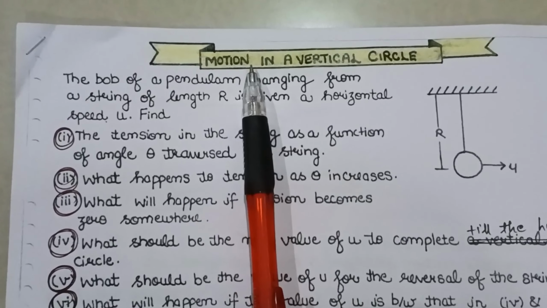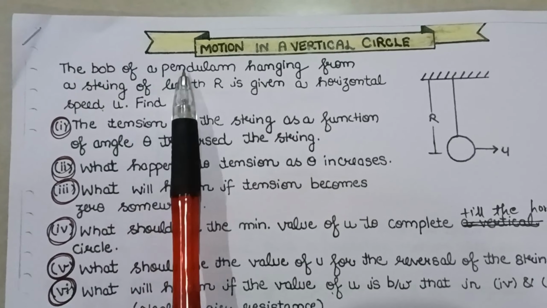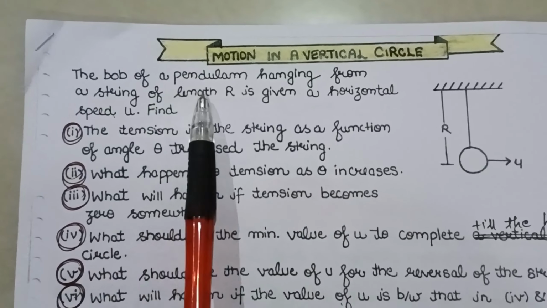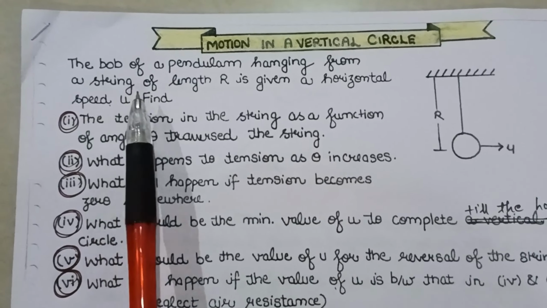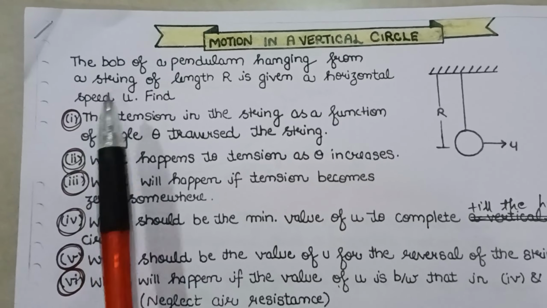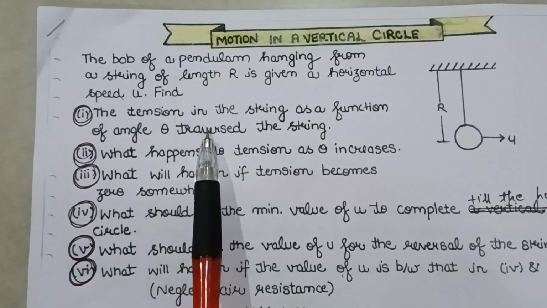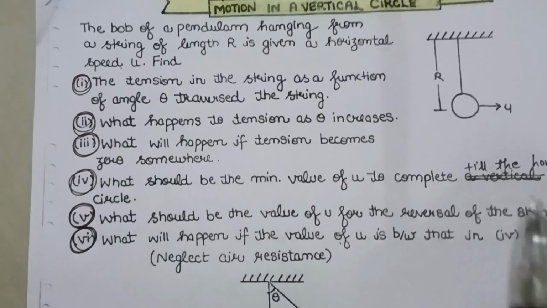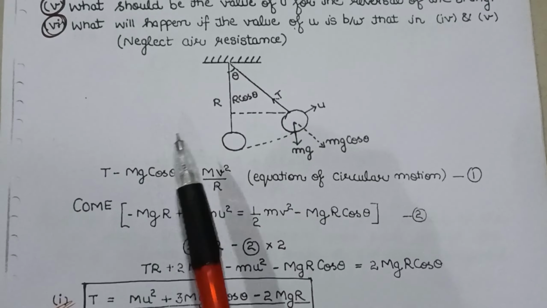Now we will learn about motion in a vertical circle. The bob of a pendulum hanging from a string of length r is given a horizontal speed u. Find first the tension in the string as a function of angle theta traversed by the string. Now we look at the solution of the first question.